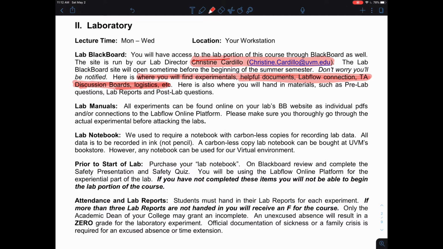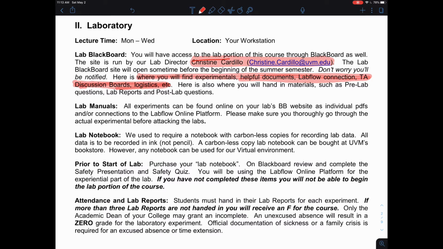Lab manual is going to be on LabFlow, so don't worry about that. Lab notebook, get a notebook. It's not that big a deal. We recommend carbonless copy notebooks, but that's in the lab. That's actually on campus, so whatever works, just something for you to take notes and be able to write up reports and is organized for your sanity. Prior to start of lab, just purchase that notebook.